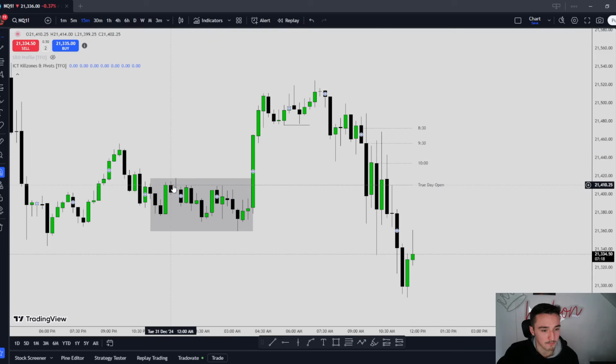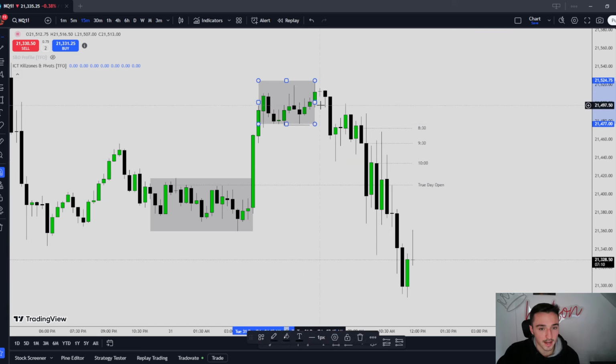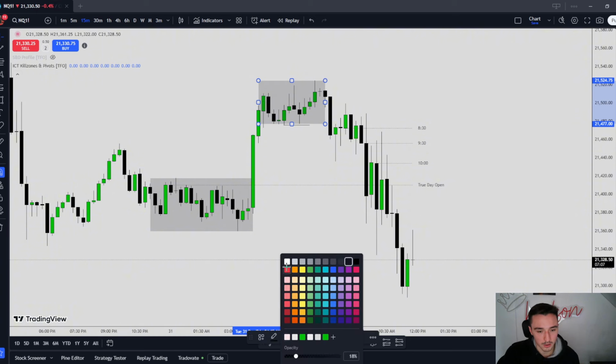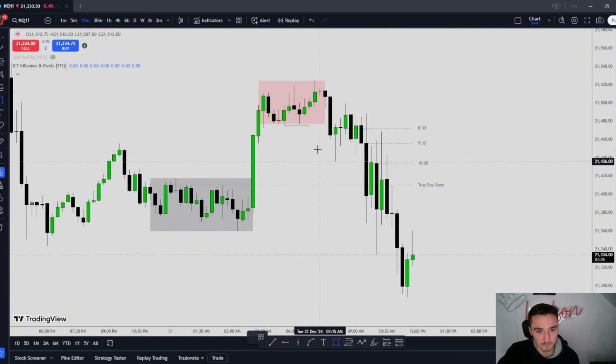So true day open, accumulated, did not manipulate lower. Then we manipulated higher, right? So all of this would be what? Your daily manipulation, right? So this would be your daily manipulation. Displace lower, 15-minute fair value gap, 15-minute change in the state of delivery.